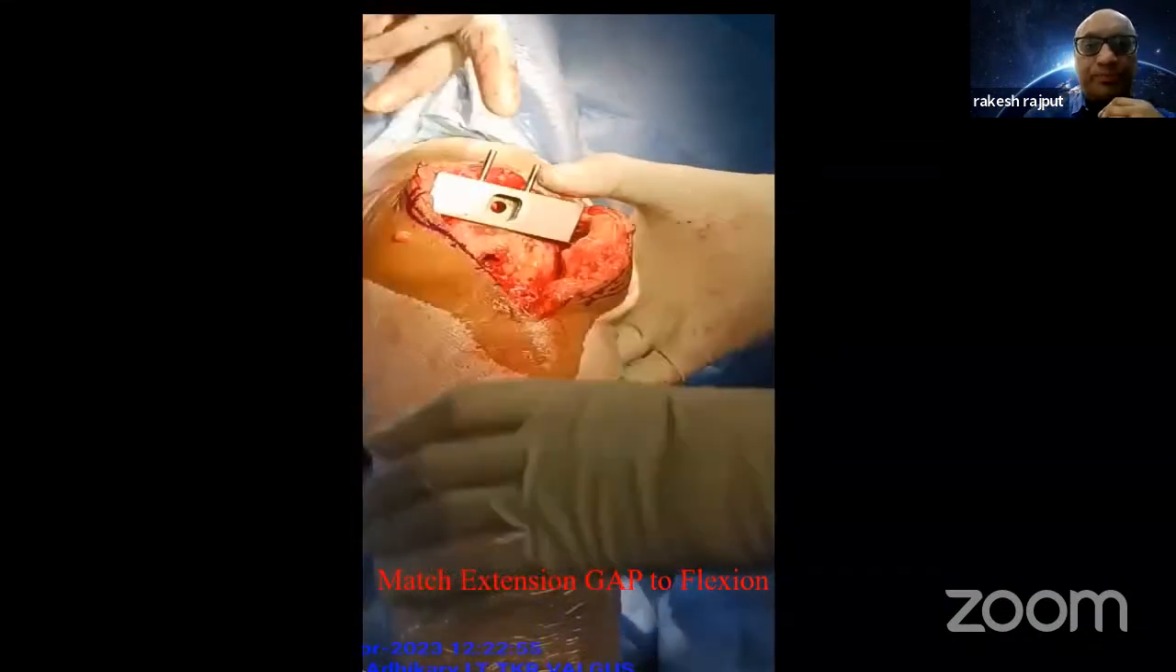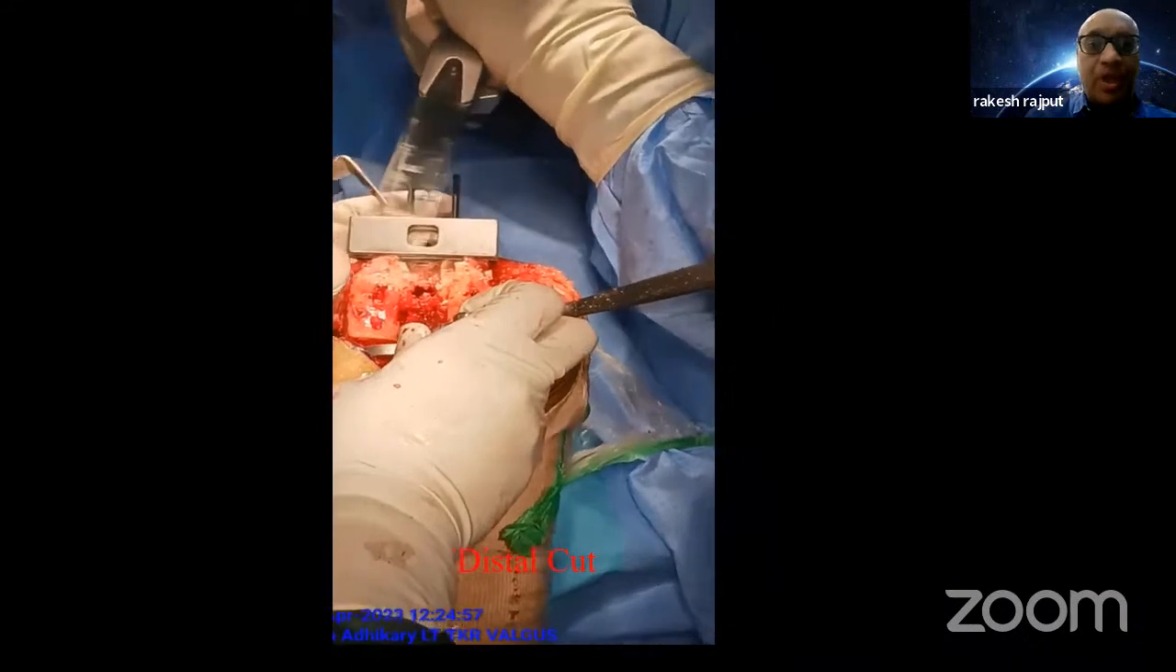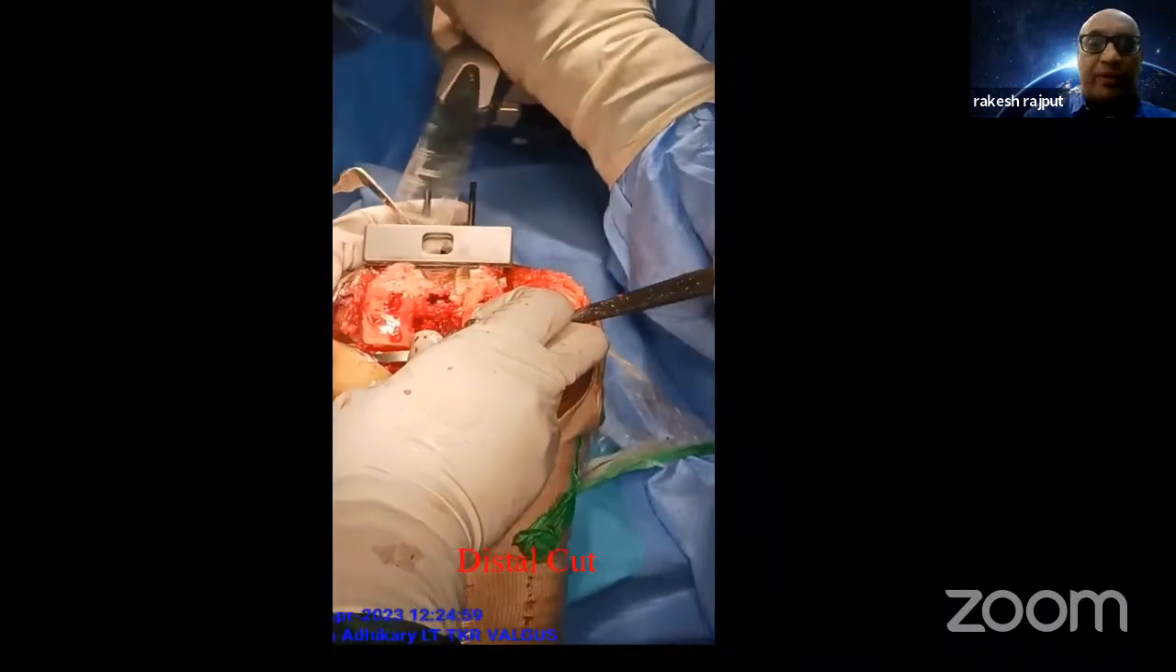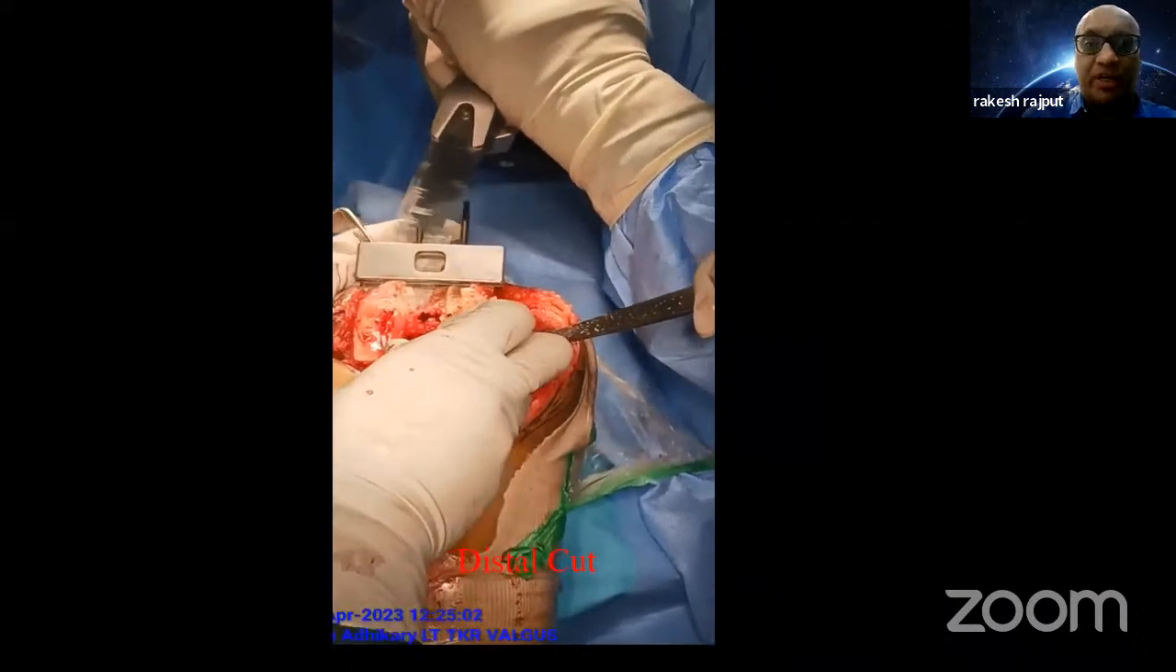Once you've done that, you then move on to do the distal cut. And your distal cut is going to be very, very perfect because you've actually matched it before you even cut it.